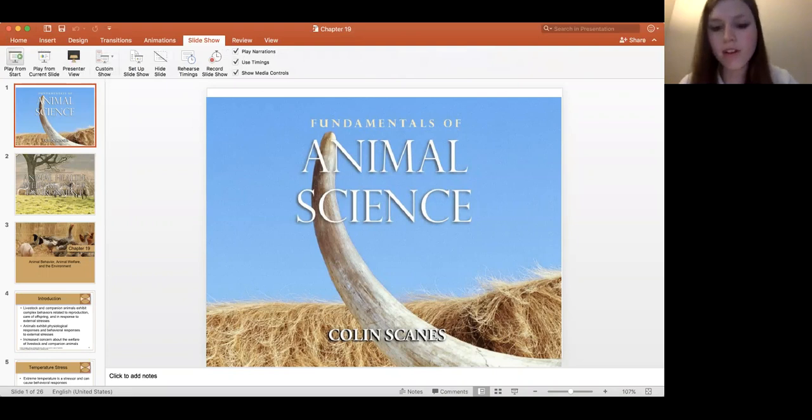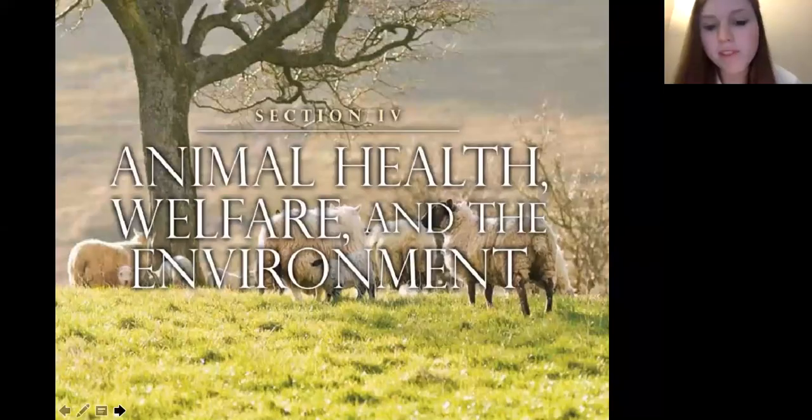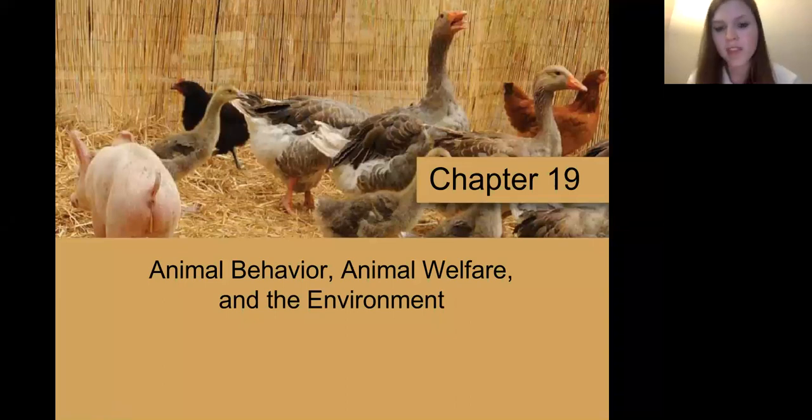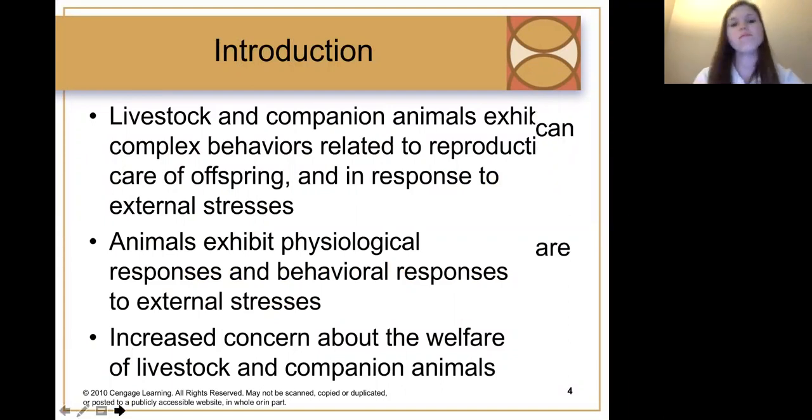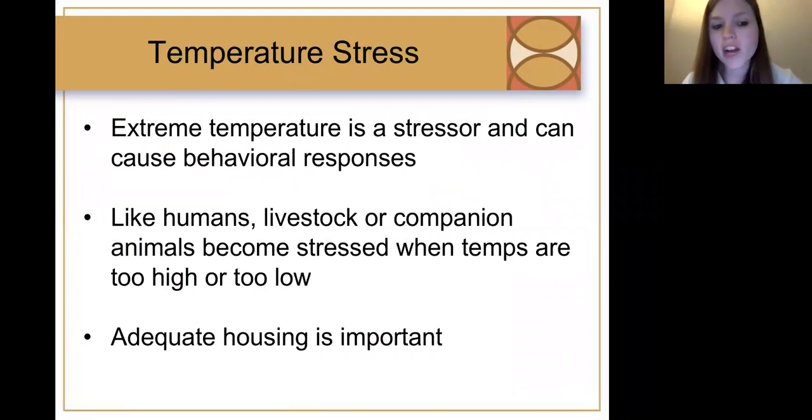So the first lecture that we covered in this section was animal behavior and animal welfare in the environment, and that was chapter 19. So just an overall concept, livestock and companion animals exhibit complex behaviors related to different things: reproduction, the care of their offspring, and then of course in response to external stresses. So be familiar with that overall concept. And then they can exhibit physiological responses and behavioral responses to external stresses.